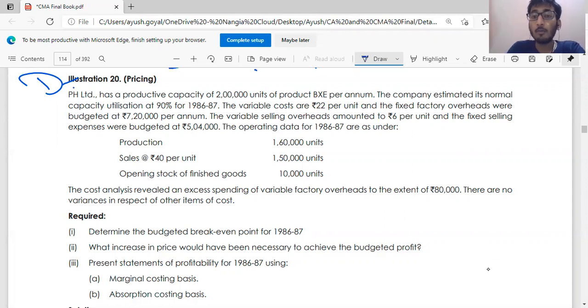The operating data for the year 1986-87 are as under. So basically production, sales, and opening stock data is given to us. Now, the cost analysis revealed an excess spending of the variable factory overhead to the extent of 80,000. So basically, in the next year, the estimate is that there would be an excessive spending of the factory overhead to the extent of 80,000. There are no variances in other costs. So determine the budgeted break-even point for 86-87.